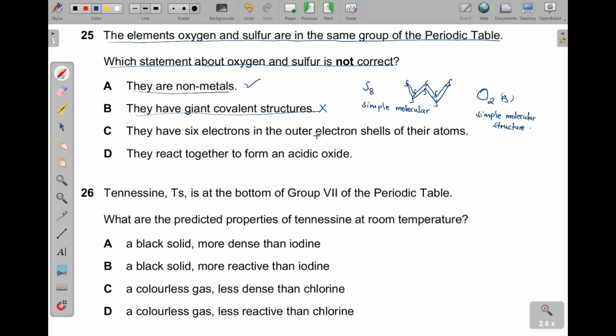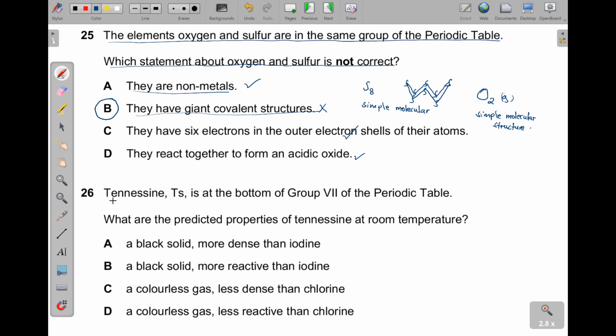They have 6 electrons in their outermost shell. Yes, because they are in group 6. They react together to form an acidic oxide. This sulfur dioxide is an acidic oxide, or sulfur trioxide is an acidic oxide. When you react this with water, you get sulfuric acid. This one, sulfurous acid. So that is also correct. So the one which is wrong is B. So our answer here is B.